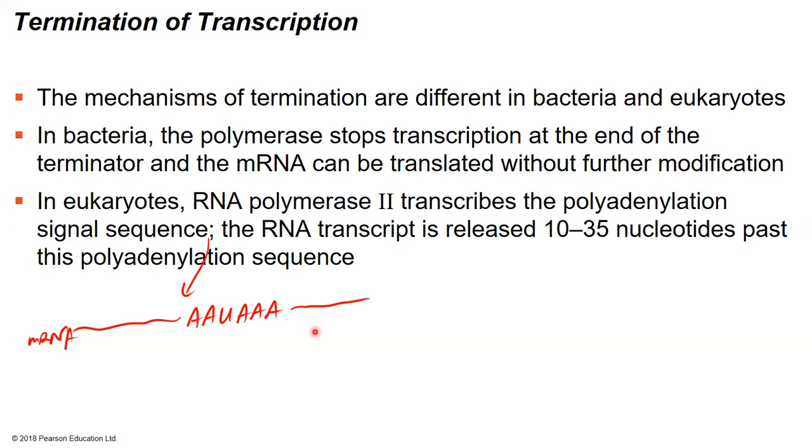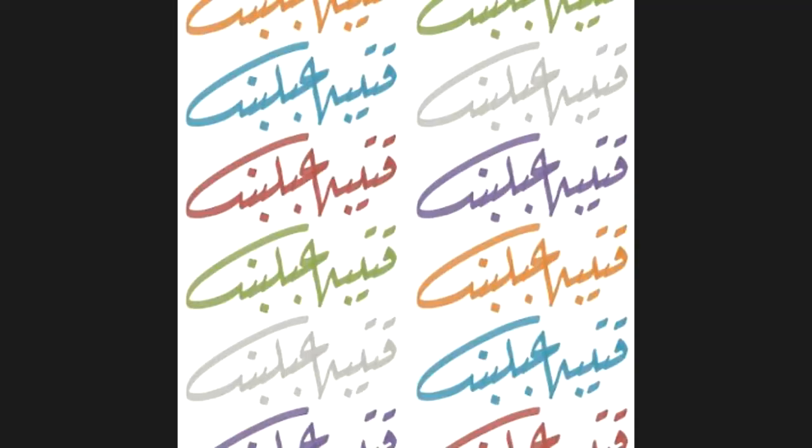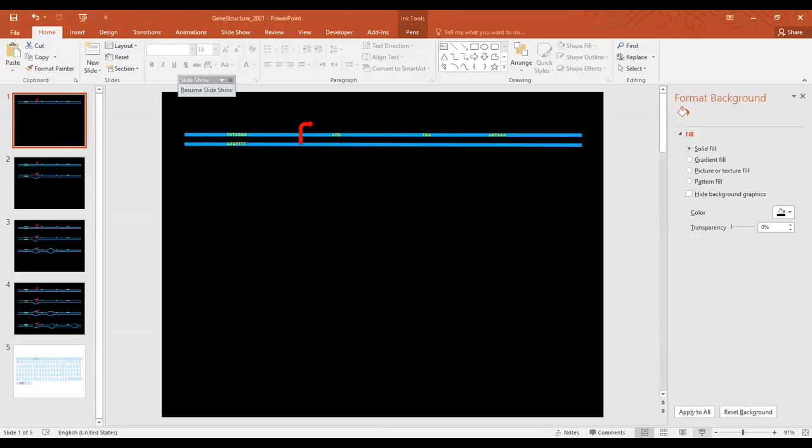I prepared a slide that will basically help you understand the 3 stages of transcription. So here we have, let's say, a double-stranded DNA. Let me label this. This is the 5' end.